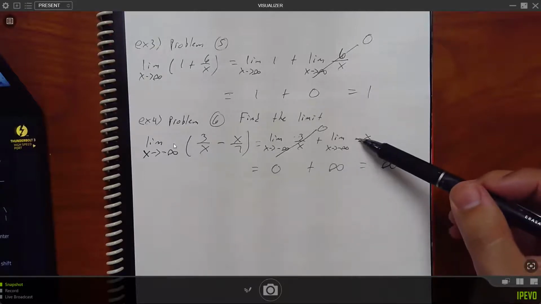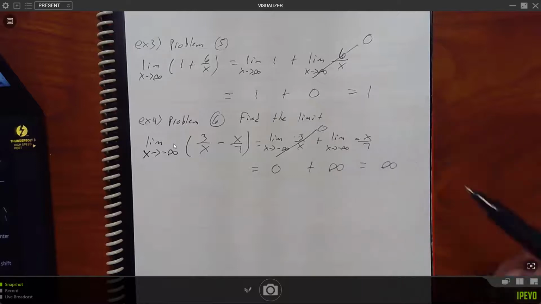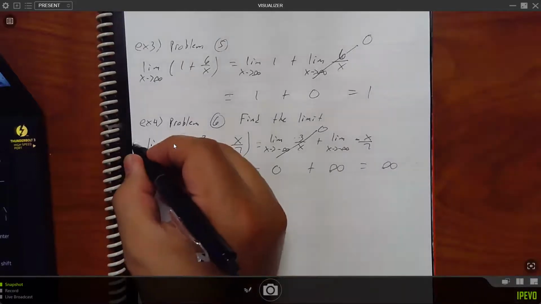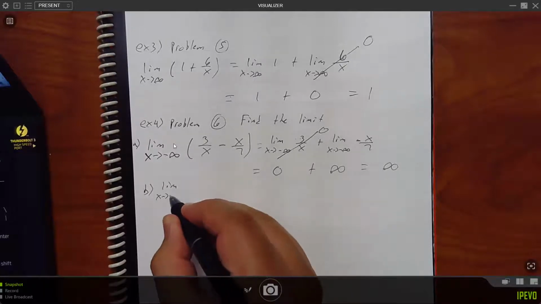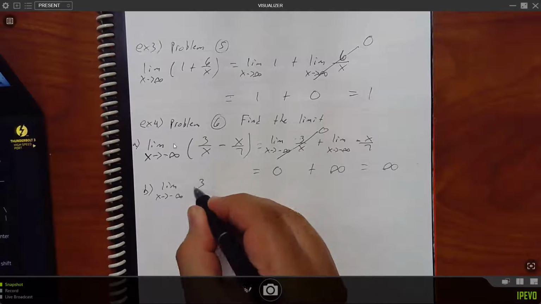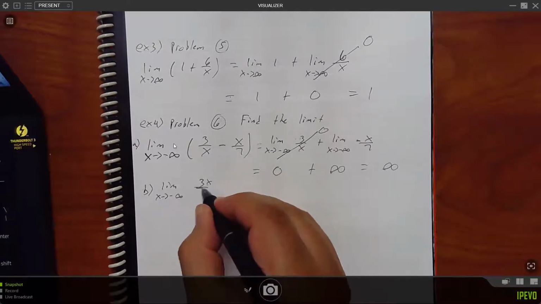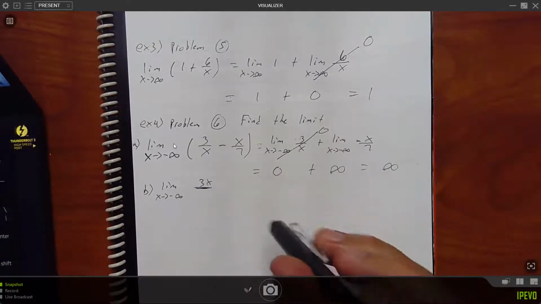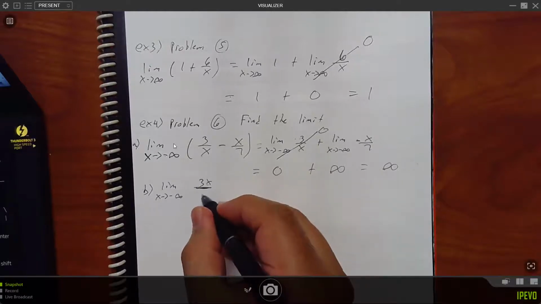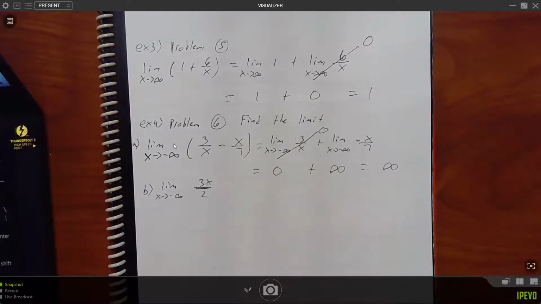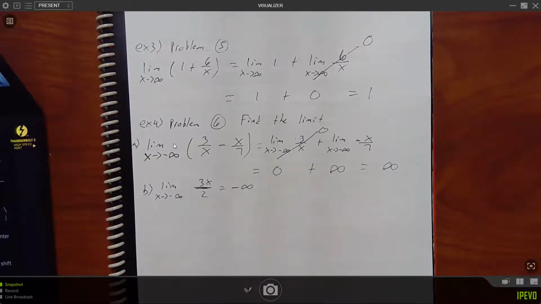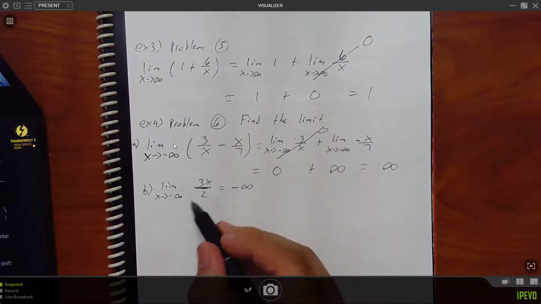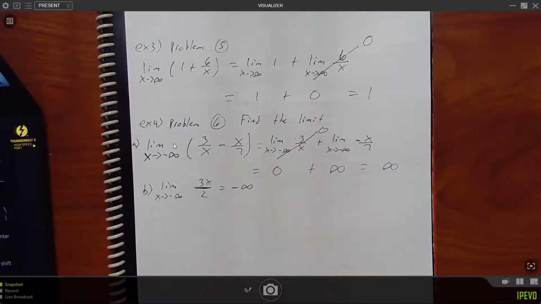This negative actually changes things. Like if you had this as part A, let's make up another question. Let's say it was 3x over 2, right? This would just be negative infinity because there is no minus. Okay, gotcha. Okay, thank you.